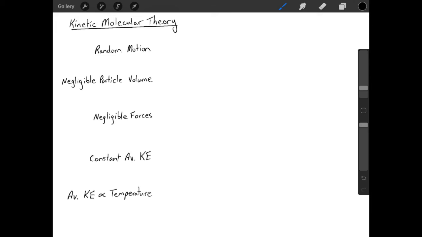Kinetic molecular theory is a model that describes the behavior of gases, and it's based on these 5 underlying assumptions. First, that the gas particles are in constant random motion. Second, that the combined volume of all the gas particles is going to be negligible when compared to the container volume.